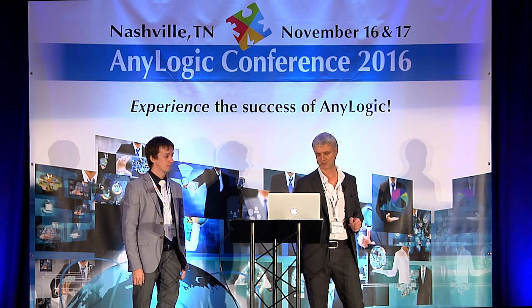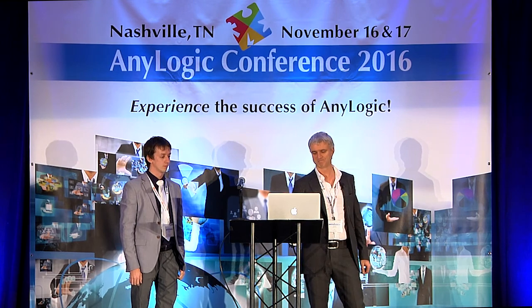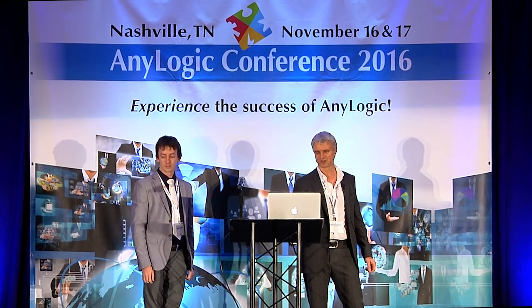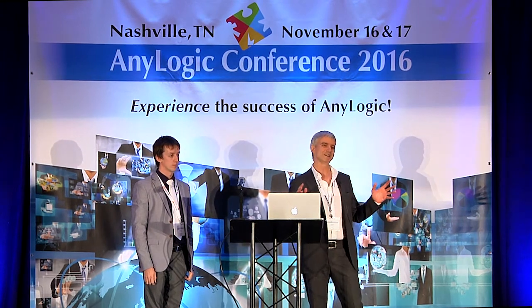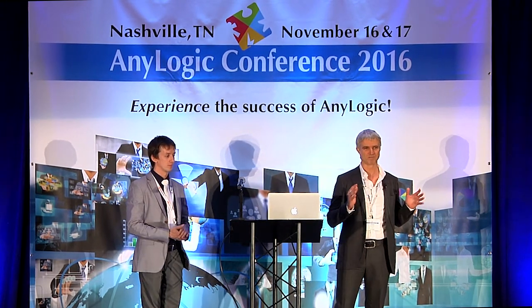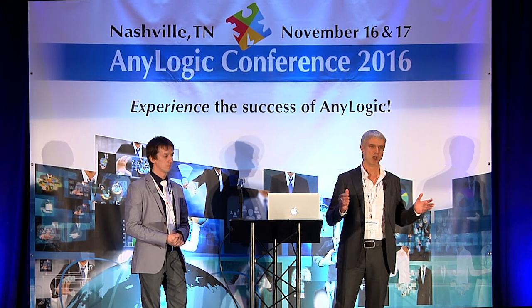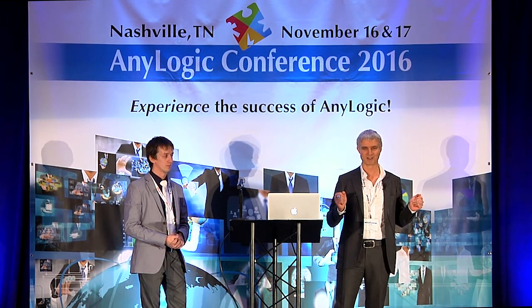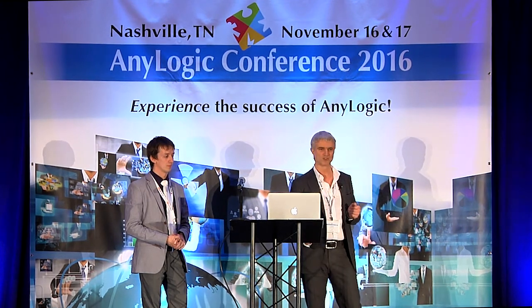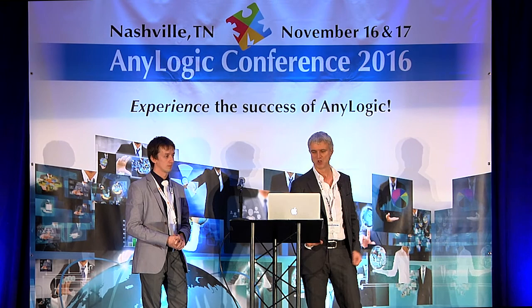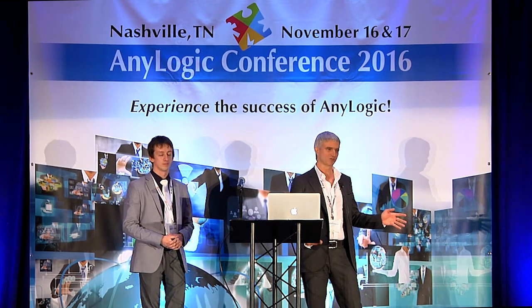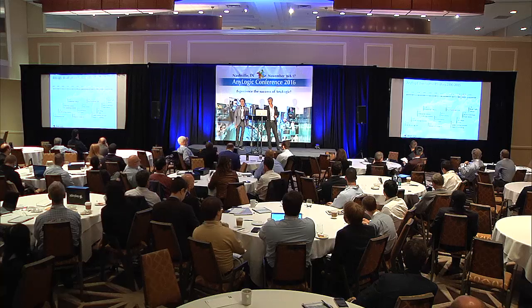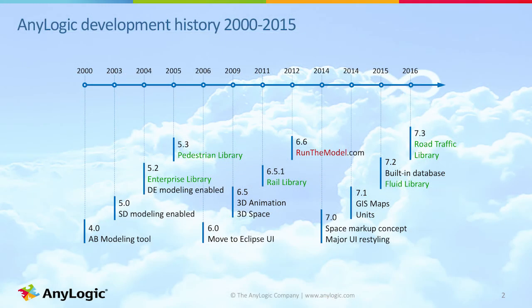Now this is the process model library, then the pedestrian library. Then we added things like 3D animation and the rail library. Our only attempt to do something different was the portal runthemodel.com, where simulation models were running as applets. After that, we introduced version 7 with space markup. We added GIS maps and integrated them well into the product. We added the fluid library, a built-in database, and the latest thing is the road traffic library that we demoed this morning. So that was our history during the past 16 years.